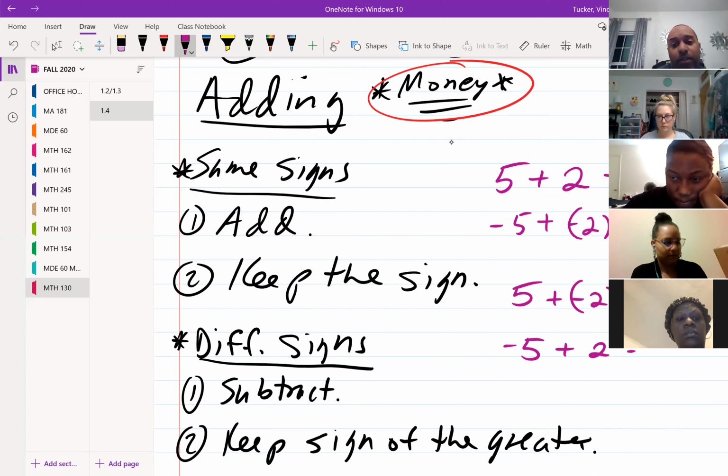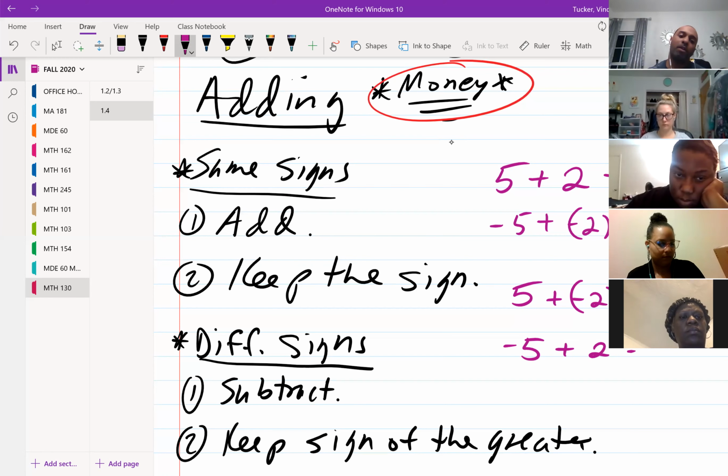If both of them are negative, let's say I'm negative $5 in debt, in the hole. If I get a $2 charge, it's not going to go positive, right? It's going to go further in debt. So that would be -7. So same signs, you add them and you keep the sign.